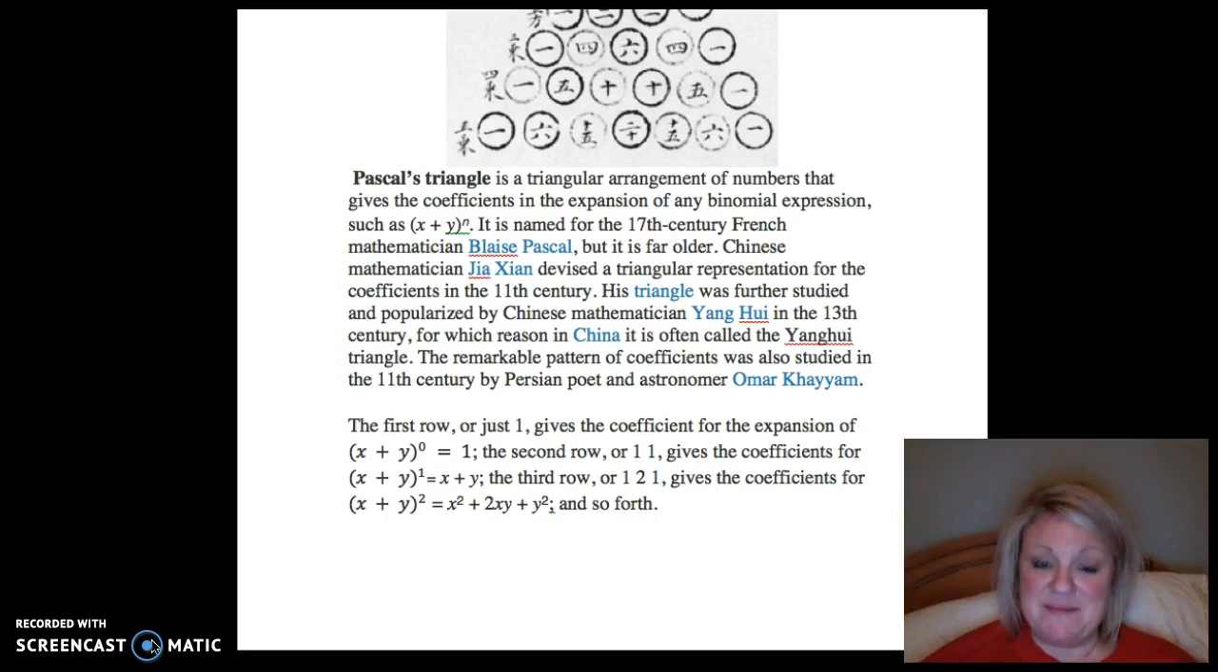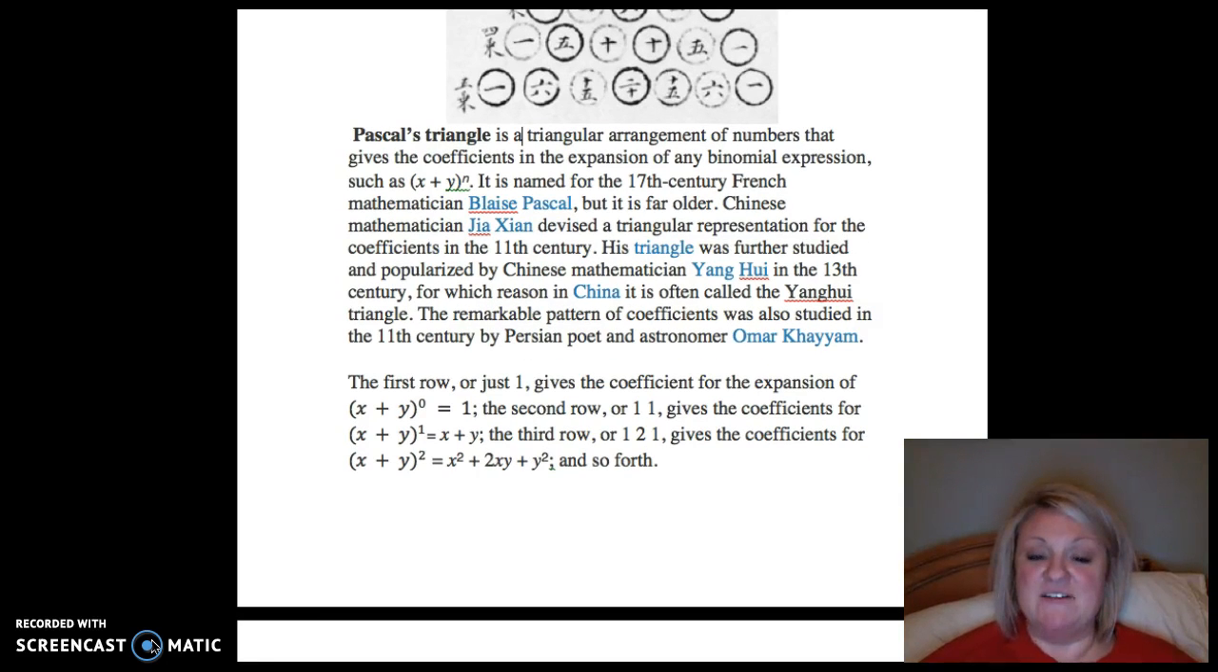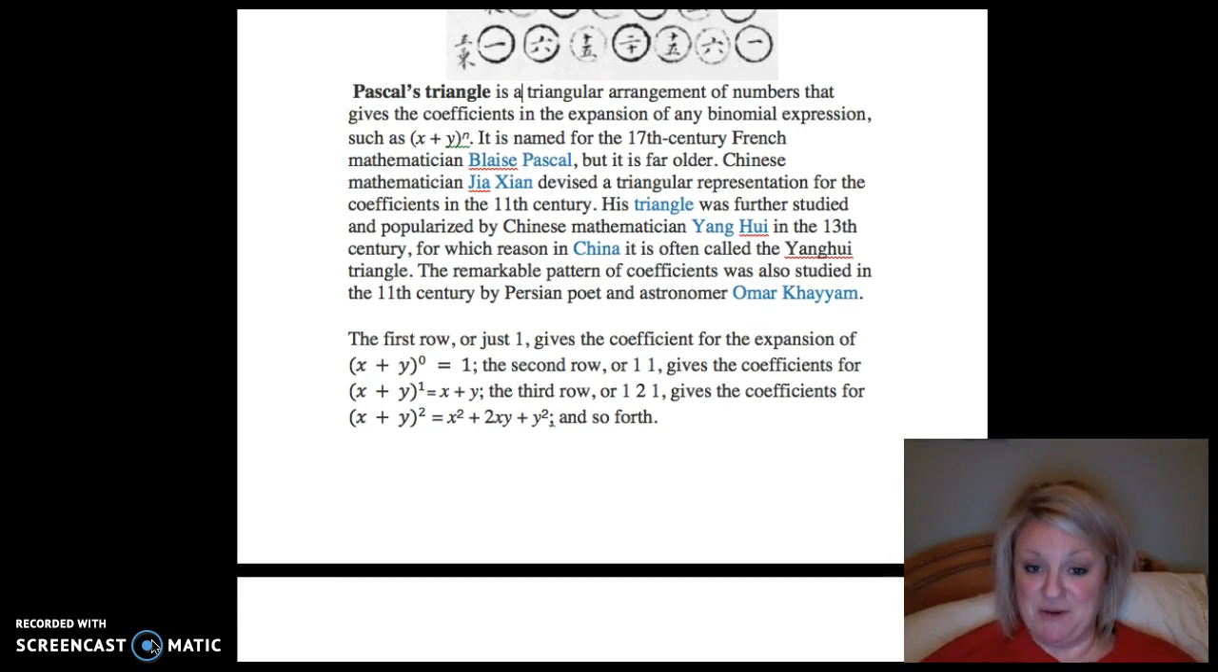So let me tell you a bit about this triangle. The first row is just the number 1. That comes from the coefficient of (x + y) to the 0 power. Remember, anything to the 0 power is 1. That's the first term. The second row comes from (x + y) to the first power. And you'll notice here that x has a coefficient of 1 and y has a coefficient of 1. So that's where you get this 1, 1 in the second row.